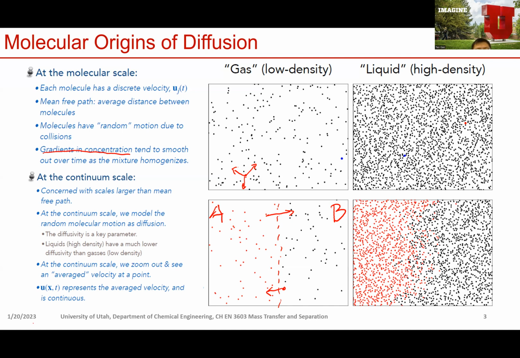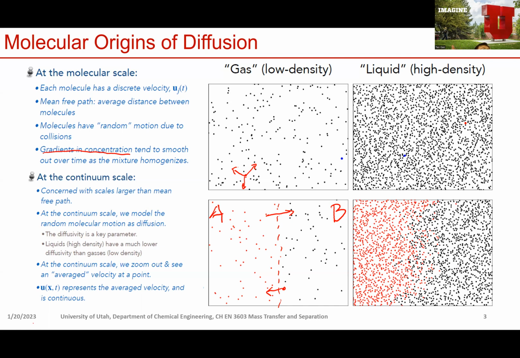Okay, so then we call this random walk phenomenon at a continuum scale diffusion, right? Then we know that a concentration gradient will drive the diffusion, and diffusivity is a parameter we define to describe how fast diffusion can happen.